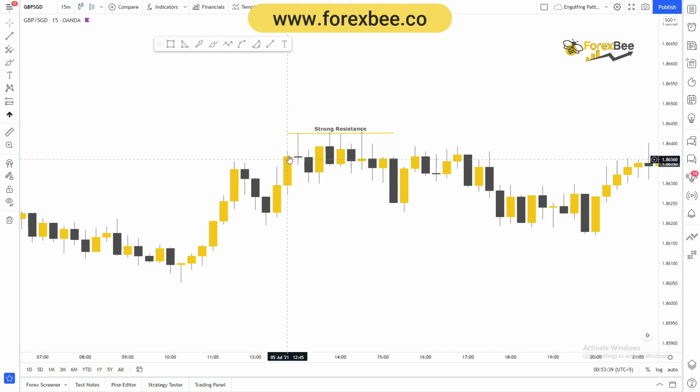So you can see that there's indecisiveness. There's no decision made as to which way the market is going. After that, this high will act as a strong resistance, as you can see here, the price touching it and bouncing back at different levels.